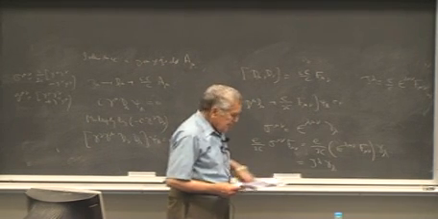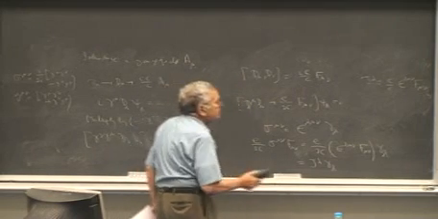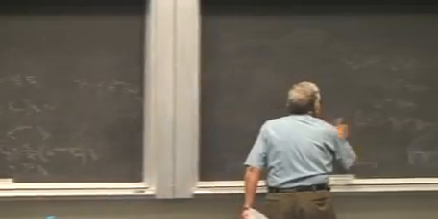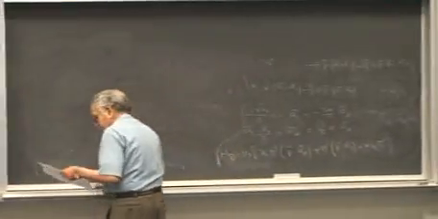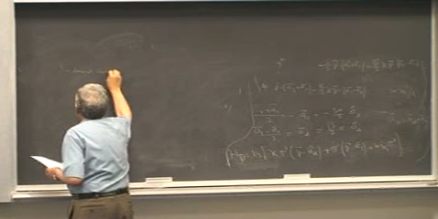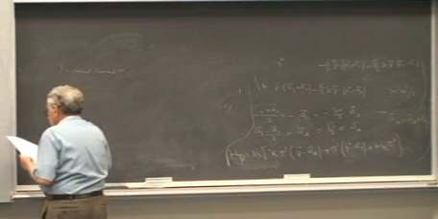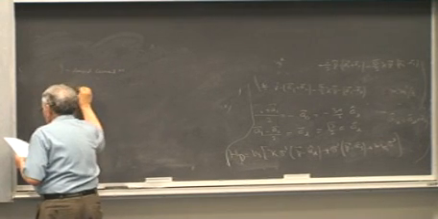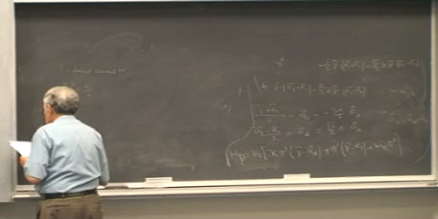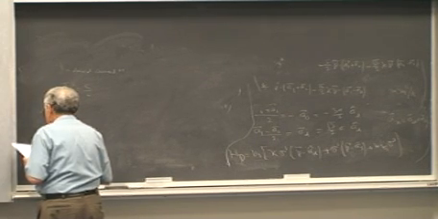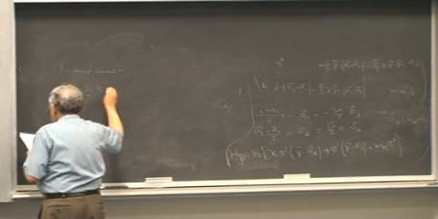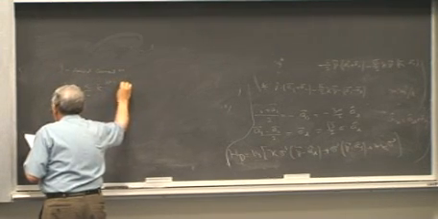Okay, so the induced current is then j lambda. Let me do this and then we will finish it. Okay, so the induced current is j lambda equal to e over c epsilon lambda mu nu F mu nu.